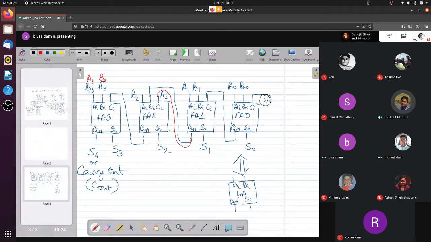B2 is connected with AI, and A2 is connected with CI. So it should be A2. Yes, it should be B2. Now it seems it should be okay, isn't it? Yes, sir. Fine.